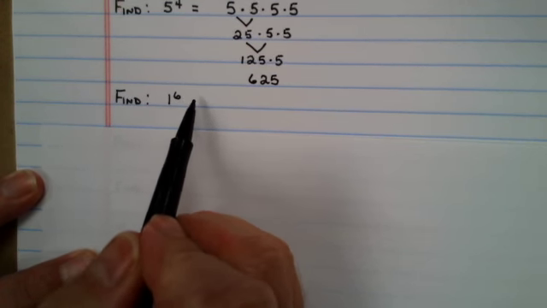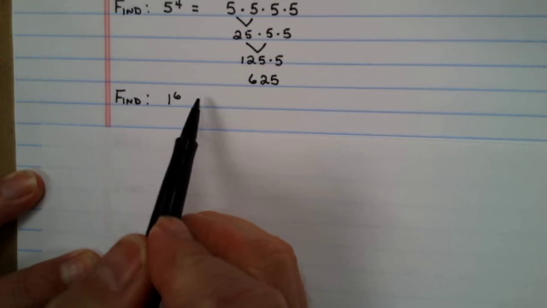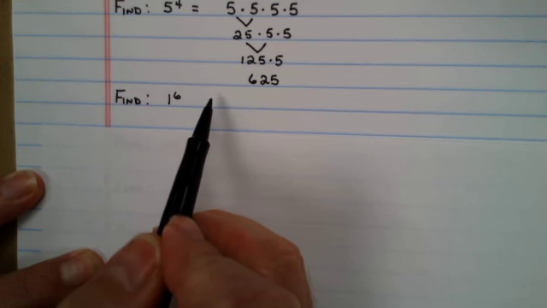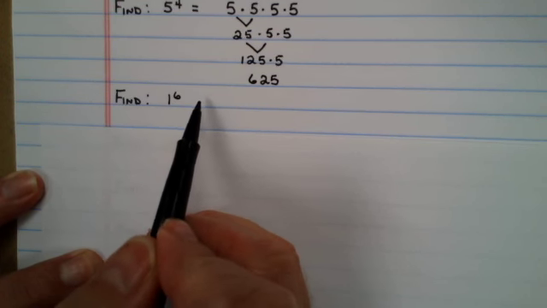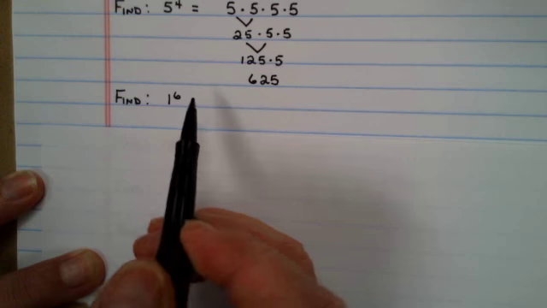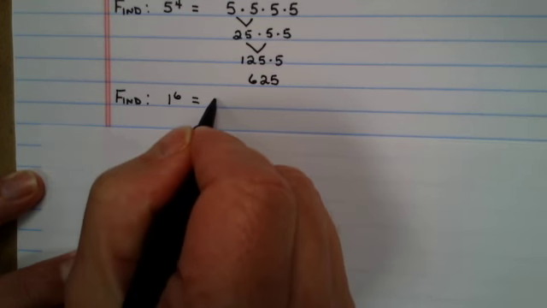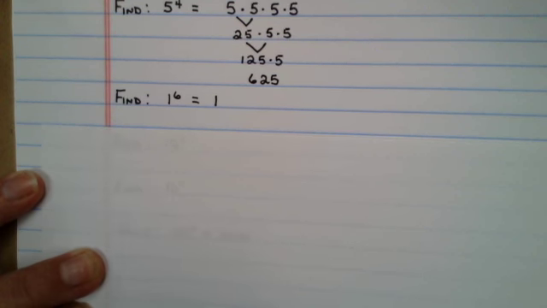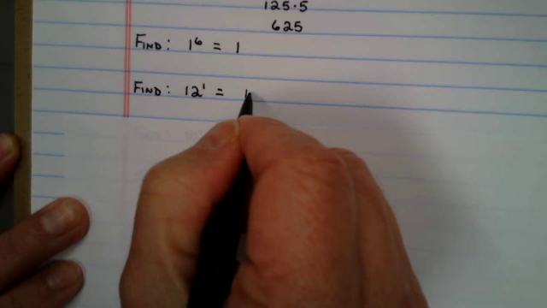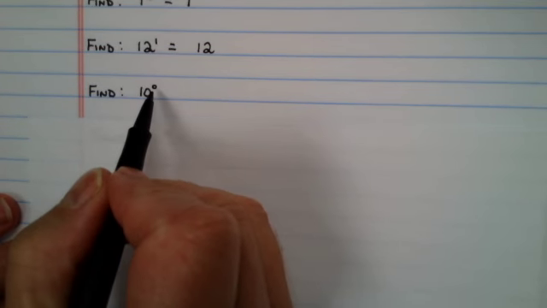Find 1 to the 6th power. Well, what's 1 times 1? 1 times 1. 1 times 1. 1. Doesn't matter what the exponent is on 1. Every time I multiply by 1 and keep multiplying by 1, I'm constantly going to get 1. So 1 raised to any power is going to be 1. 12 to the first power. How many 12s am I going to write down? 1. 12.